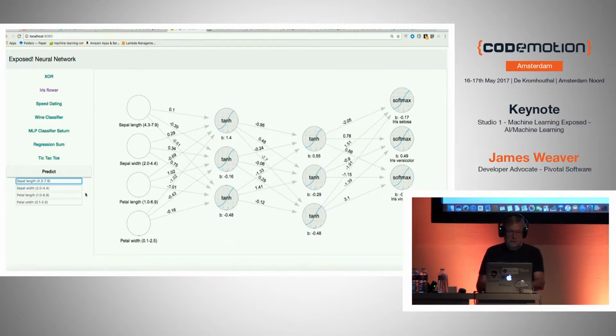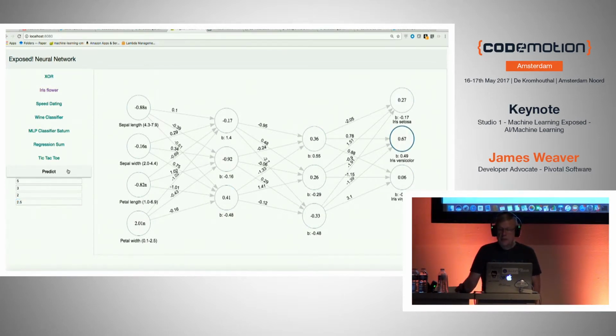So, for example, if I found an iris flower where the sepal length was 5 millimeters, the sepal width was, let's say, 3 millimeters, the petal length was 2 millimeters, and the petal width was maybe 2.5 millimeters, I hit predict, and the prediction then is that there's a 0.67 probability that that is an iris versicolor. And so that's how that works. In a classification problem, the last layer then typically gives you a probability distribution on which one it's likely to be.